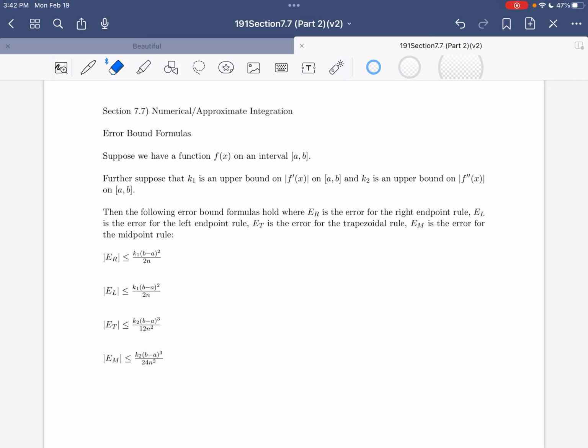In today's video, we're going to be continuing our discussion of section 7.7, which is about numeric or approximate integration. We're going to be focusing not so much on learning new ways of approximating definite integrals, but instead we're going to be interested in developing and understanding some formulas that help us estimate and understand the error that occurs when doing these approximations.